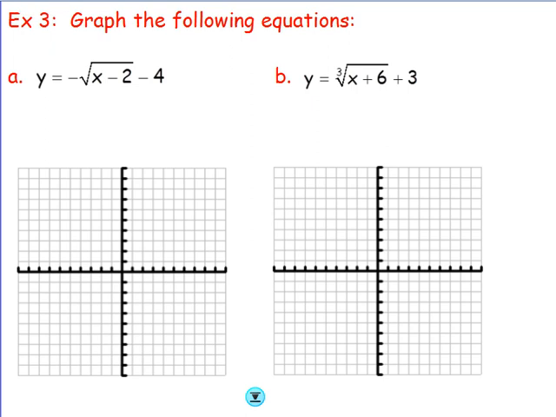All right, let's see how you did. A, this is a square root graph, so we have zeros. So as I said, we have 0, 0, 1, 1, and 4, 2.